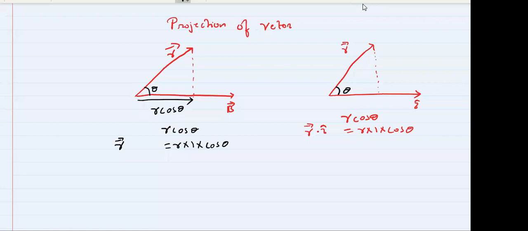Now tell me, what is this vector? Is this I vector? Is this x axis? It is a b vector. So should we do r dot b vector, or should we do r dot b cap vector? Tell me, this one is correct or this one is correct?